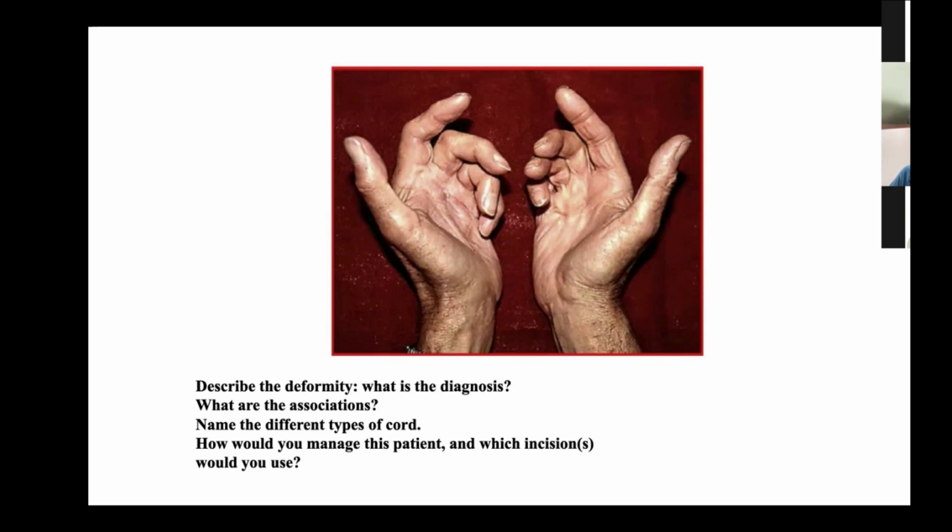Okay, how are we going to consent the patient? As I mentioned, there is a high risk of complications, including neurovascular injury, recurrence, as well as amputation that could possibly happen at the end. So I will discuss all the risks with the patient, including the amputation.